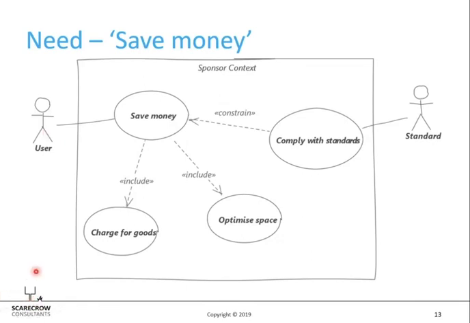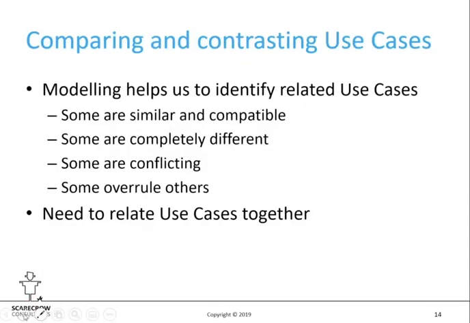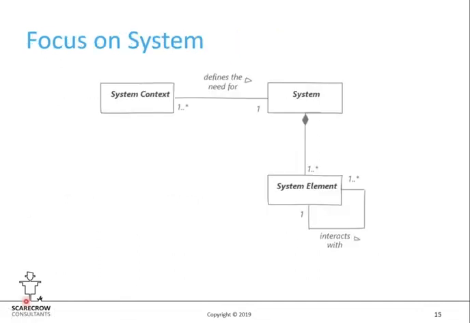So let's look at another example. We've been focusing on stakeholders to begin with. So this is just a summary of what we've just said. When we relate the different use cases together, some are similar and compatible, some are completely different, some are conflicting, and some will overrule others. And it's essential that we can relate these things together.